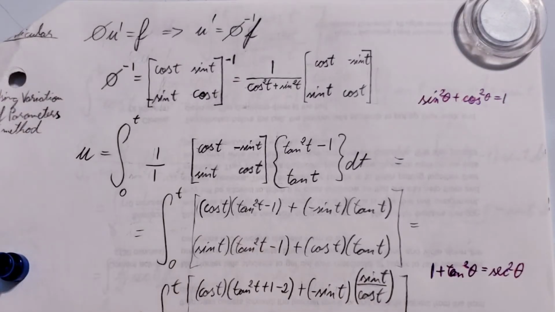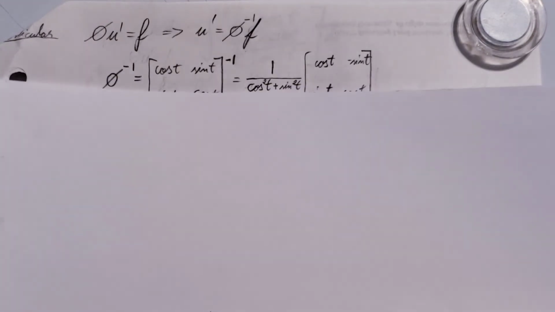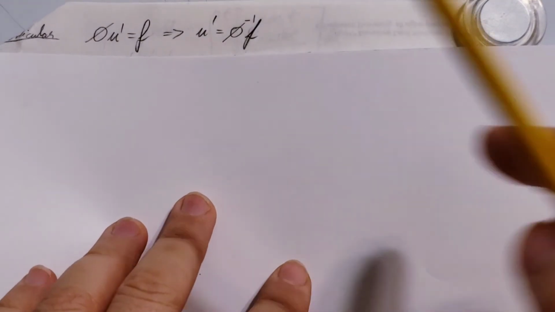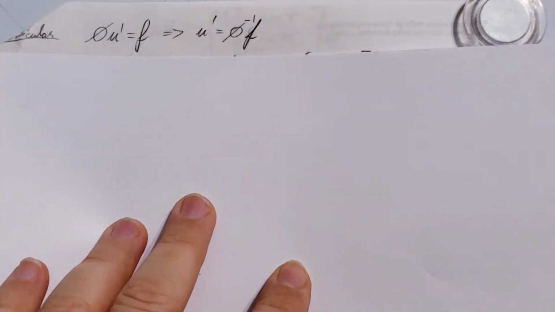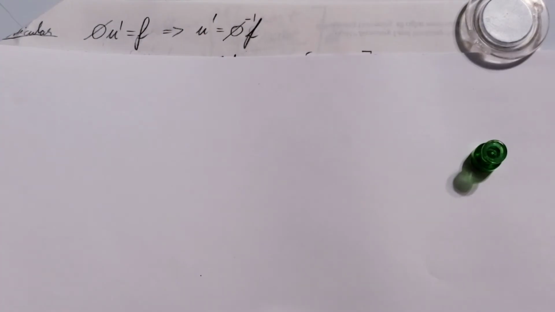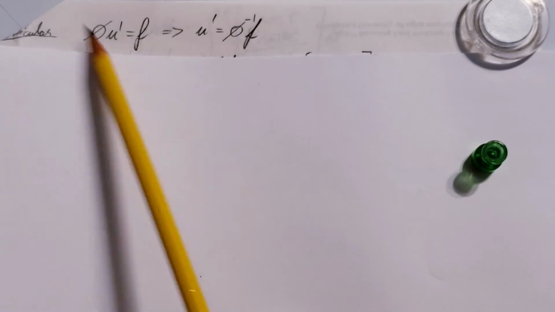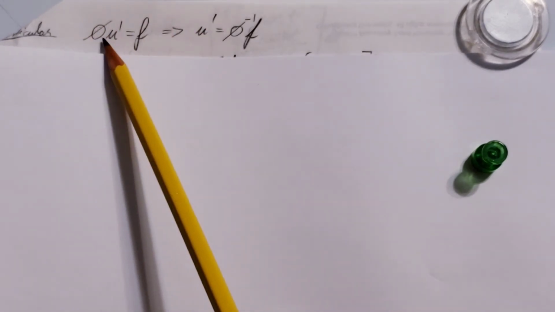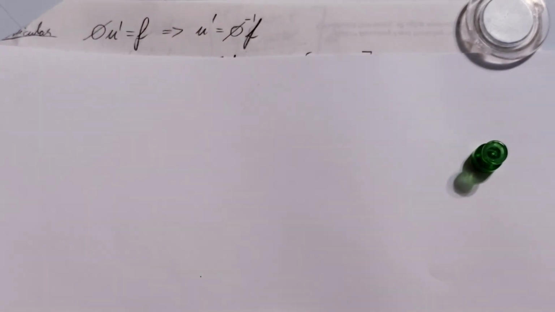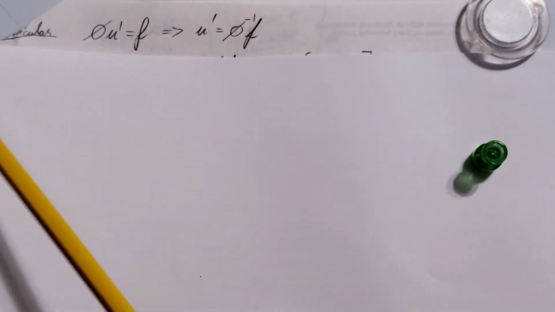At this point we are done with our homogeneous part, and we need to work on our particular part. Now, here's the formula that we're going to be working with in order to get our result. So the matrix phi that we just found earlier times u derivative equals f.